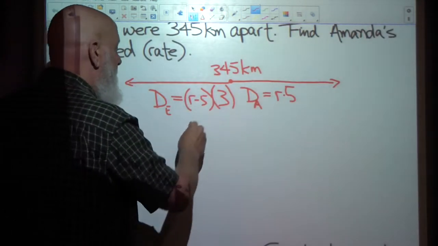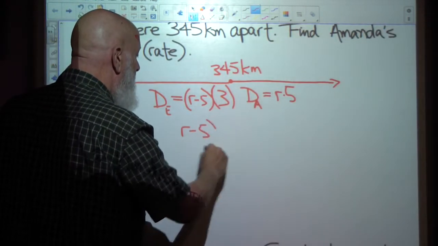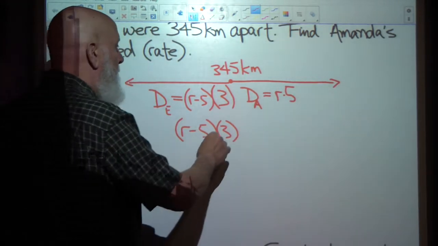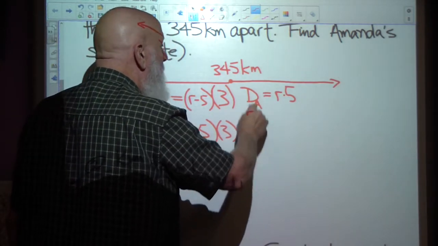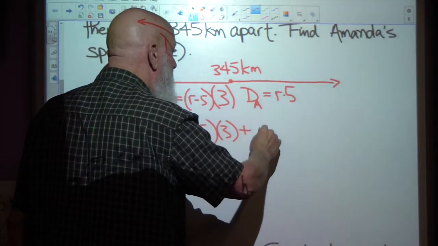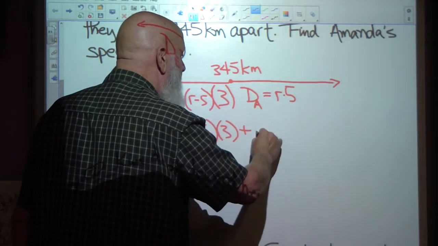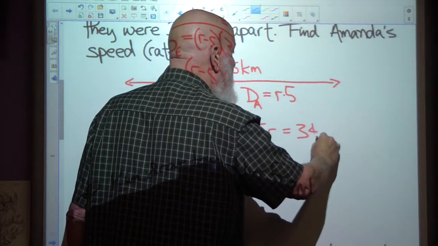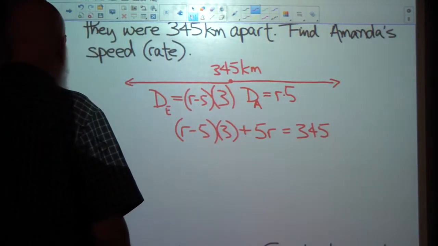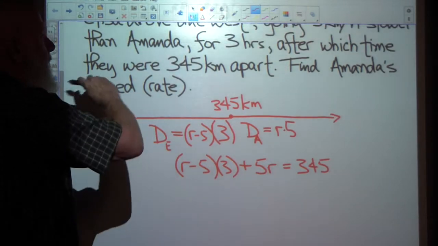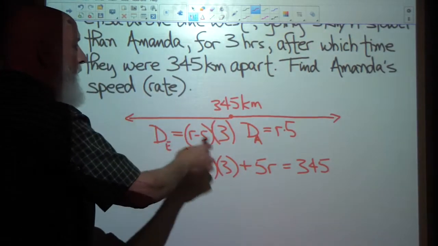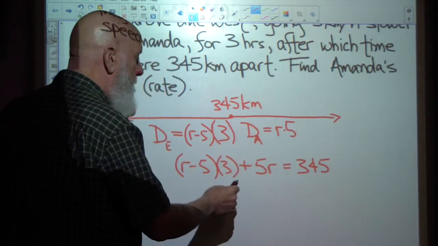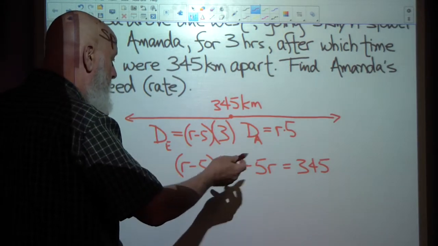I'm going to say this, Elisa's distance, or Elisa, or however we pronounce that, plus Amanda's distance, R times 5, I'm going to call it 5R, is going to equal 345 kilometers. Okay? And now what is it I'm looking for? I have an equation. I've got to figure out what it is I'm looking for. What is Amanda's speed? That's this R right here. The distance Amanda travels is R times 5. Okay? So here we go. I'm solving it for R.